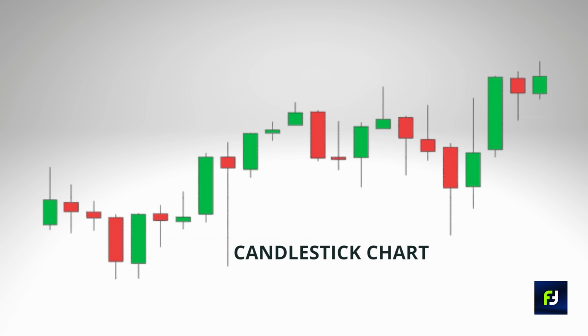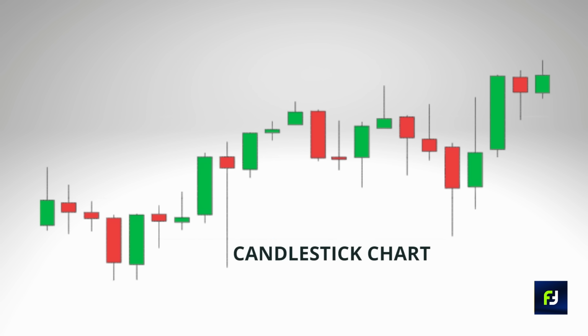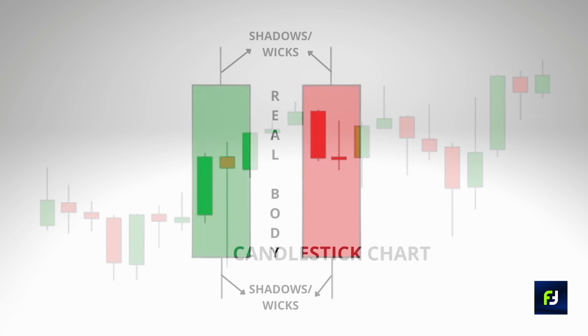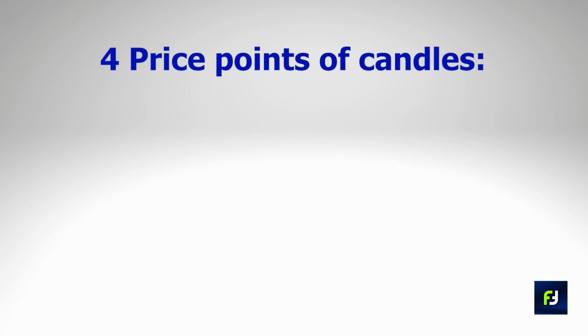Candlesticks are a way to show the market prices of a security on your chart. It's not the only way to represent it. We have other ways of plotting them like bar chart, line chart, etc. But candlesticks are one of the more popular approaches. The candlestick usually consists of two parts, a real body and shadows or wicks. Also, when you are dealing with candlesticks, you must be aware that there are 4 price points for every candle on the chart.